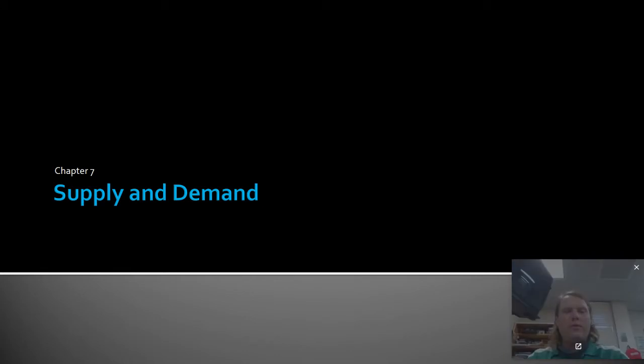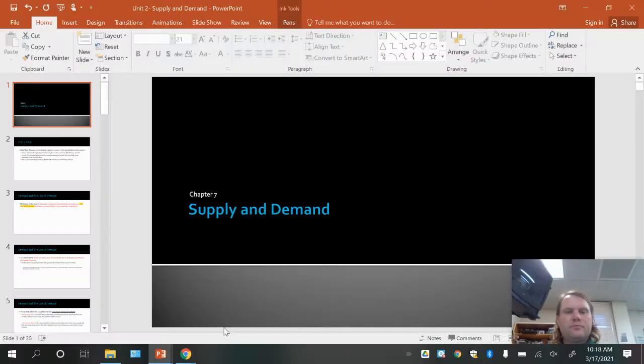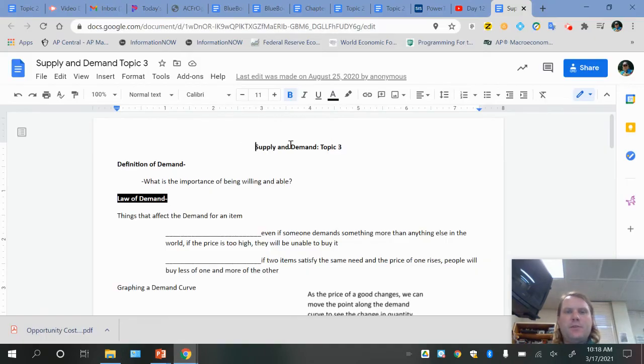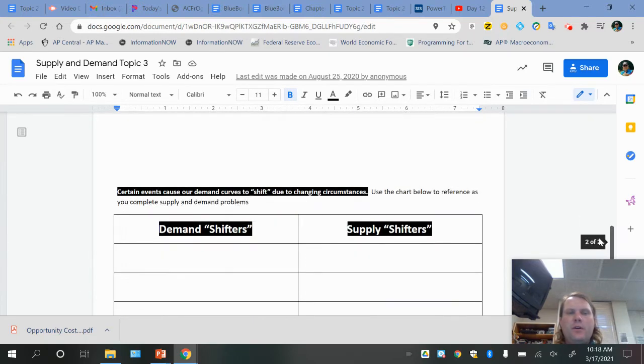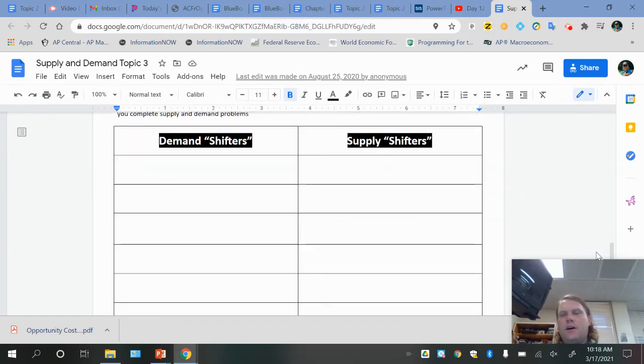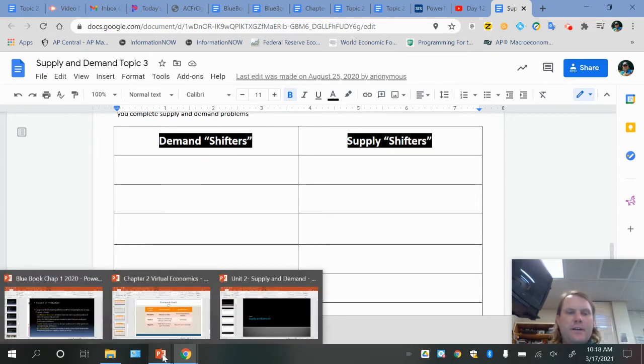The notes that you are following along with will look something like this. Again, it says supply and demand, topic 3 at the top. We're going to jump around a little bit. We're talking some law of demand today, and then we're going to move down to these demand shifters before we talk about supply in our next part. Okay, so let's get started here.